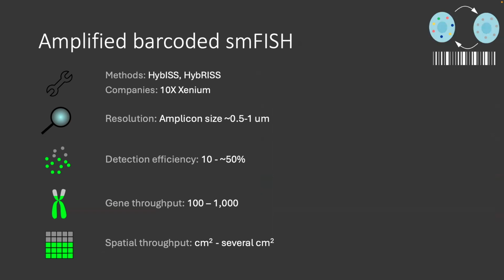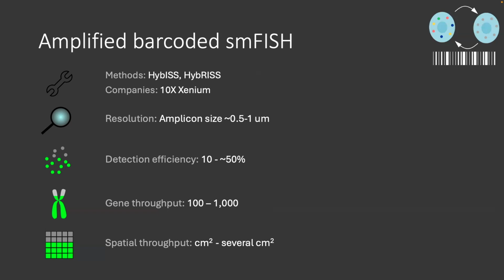These methods, HybISS and HybRISS, which is the direct RNA version of this method, have a resolution that is a bit limited, not necessarily by the microscope characteristics, although of course also, but more by the amplicon size. The amplicon size usually is 0.5 micron to 1 micron, and this determines the resolution. The detection efficiency is a bit lower than FISH, although still good, but this is because it needs to do many different enzymatic steps that are unfortunately not super efficient.